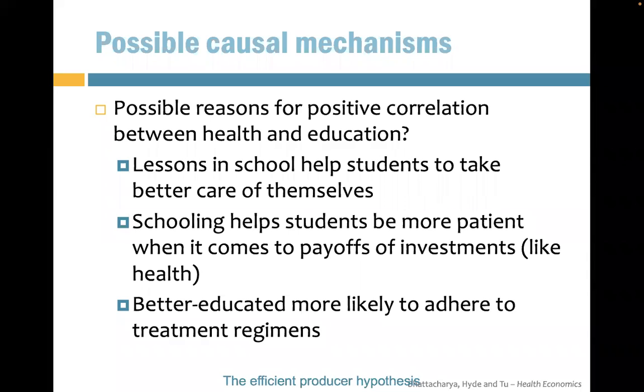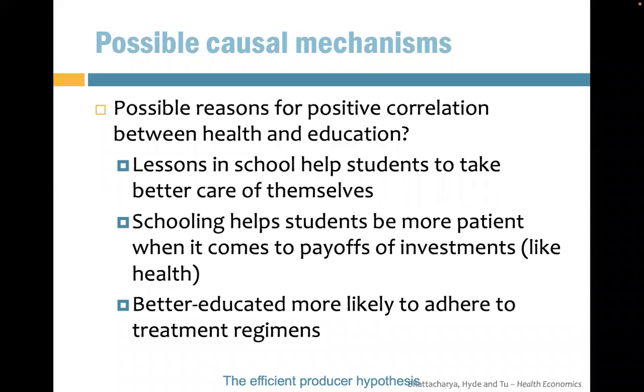So, for example, lessons in school can help students to take better care of themselves. For example, if they learn biology, then of course they learn more about their body and how to keep it healthy, right? Secondly, schools help students be more patient when it comes to payoff of investments. And the Grossman model says that health is an investment. So students therefore learned how to invest in health.